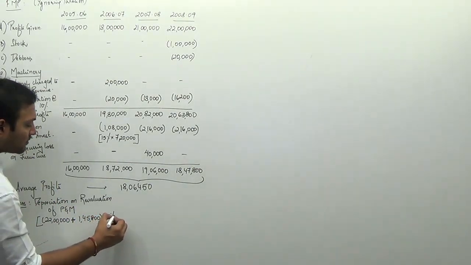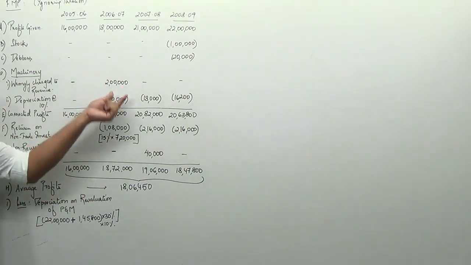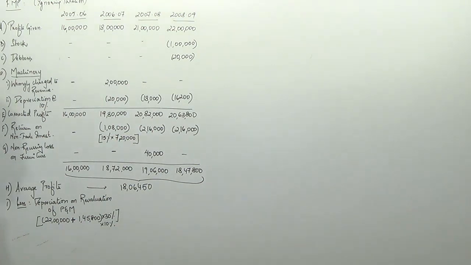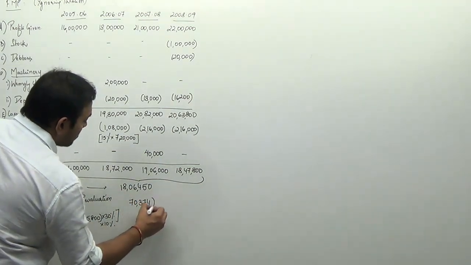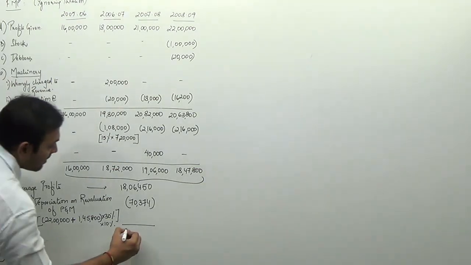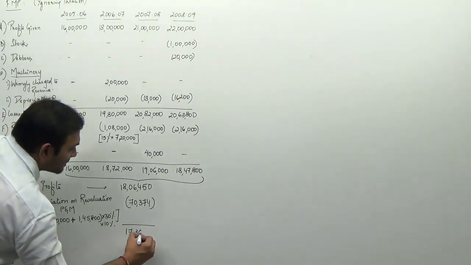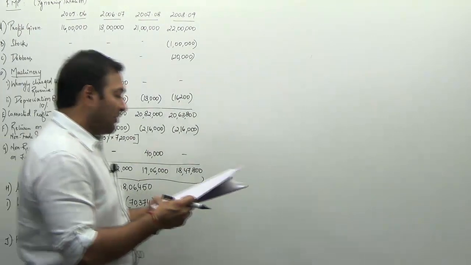Upward revaluation being 30%. My depreciation on this being 10%. Upward revaluation given in point number 2. And again point number 7 will give you a rate of additional depreciation at the rate of 10%. 22 lakhs book value. Plus the machinery which is wrongly charged to revenue, now brought into accounts after depreciation is 1,45,800. 30% upward revaluation at 10% is 70,374. And this is your FMP. 17,36,076. That gives you your FMP.